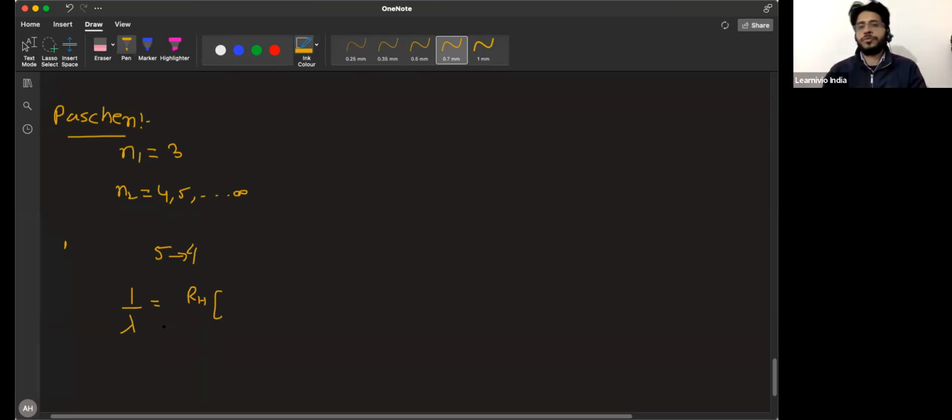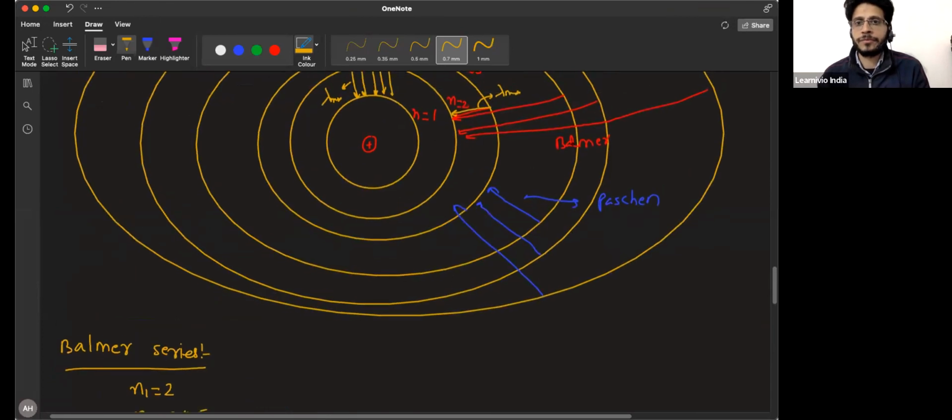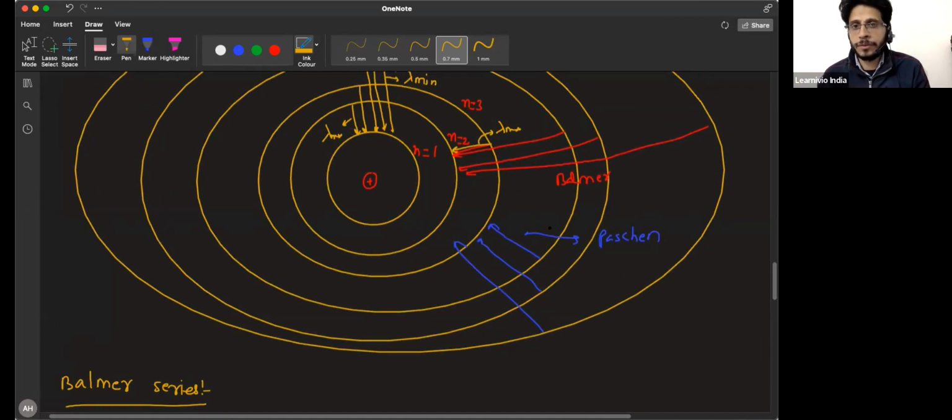See, Fatma, just look at this diagram. See it very carefully. This is N equal to 4. This is N equal to 3. This is N equal to 5. This is N equal to 6. That's the first line. This is the second line. This is the third line. Just tell me which line corresponds to the minimum energy difference. First, second, third. Which line corresponds to the minimum energy difference, Fatima? First line. So when energy difference is minimum, your wavelength will be maximum.